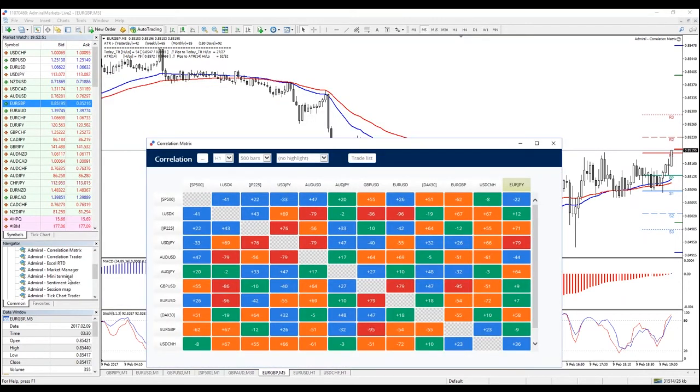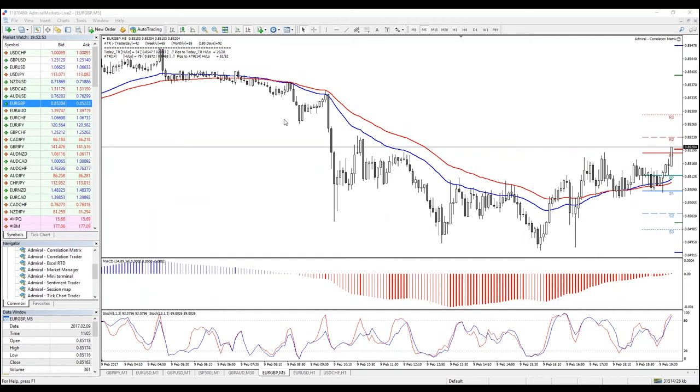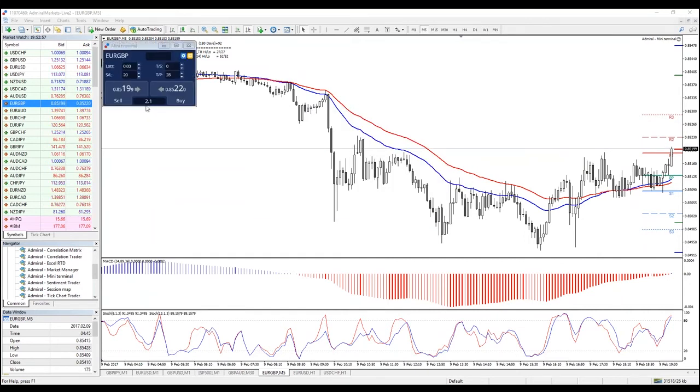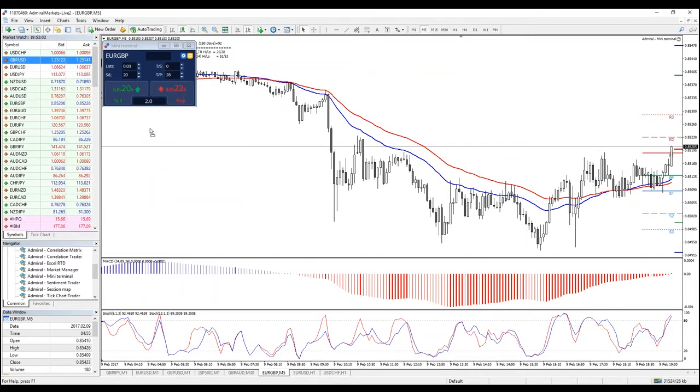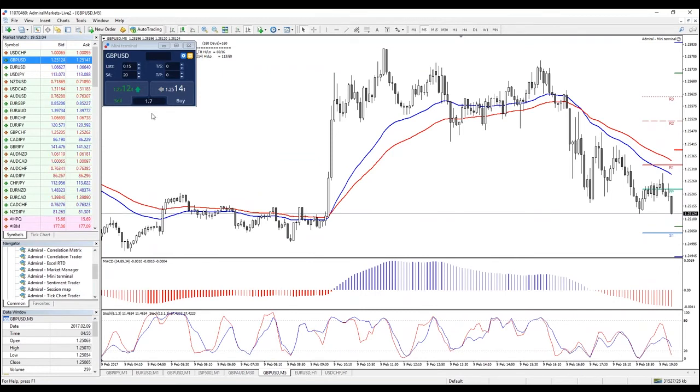So you can go here, open mini terminal, and see that the spread on Euro GBP is higher than the spread on GBP. So again, GBP simply moves with a higher ATR.